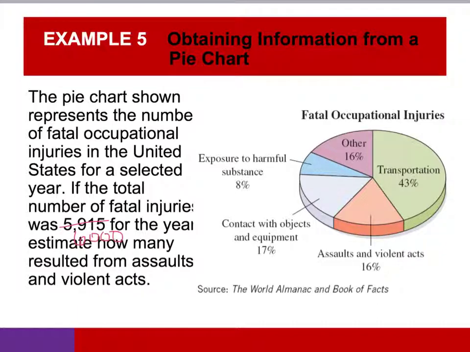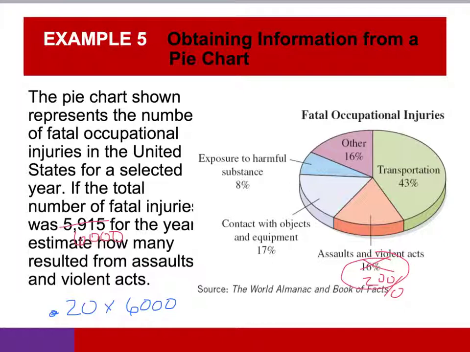Alright, and we want to figure out how many assaults and violent acts. So if you looked at that, 16%. Let's make this easy on ourselves. Let's call that about 20%. Alright, if we want to take 20% of a number, all we need to do is change that number to a decimal. So 20 becomes 0.20, and we're going to multiply it by 6,000.